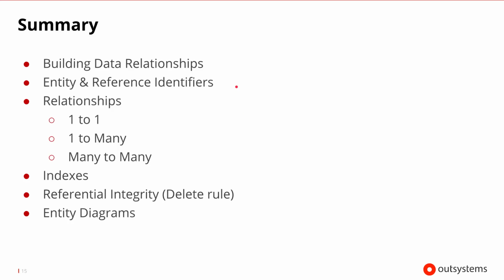So we talked a lot about different types of data relationships. We looked at how the entities and the reference identifiers to other entities will help us create these relationships. We tried to describe how one-to-one relationships work and how we can set them up. The same thing with one-to-many and many-to-many. And then we talked about indexes and referential integrity to help us make sure that the data models are working properly. And we looked at entity diagrams a little bit so that we can visually see the representation of everything that we're working with.